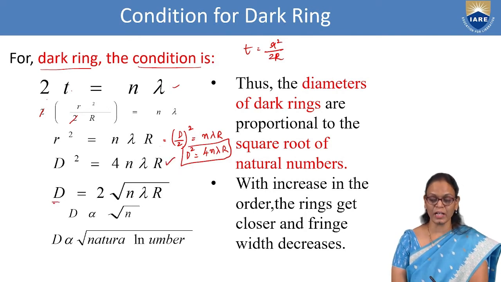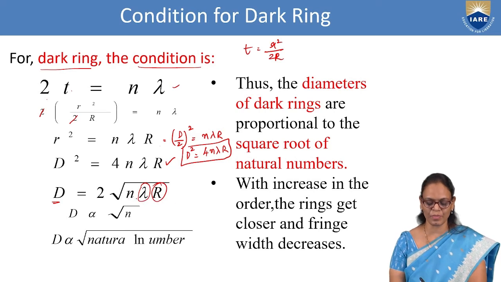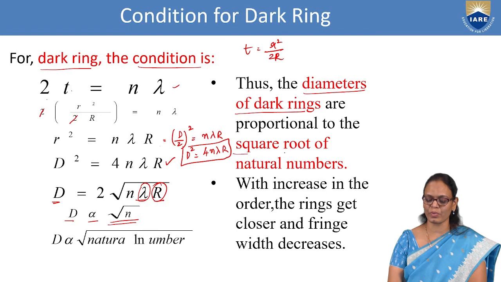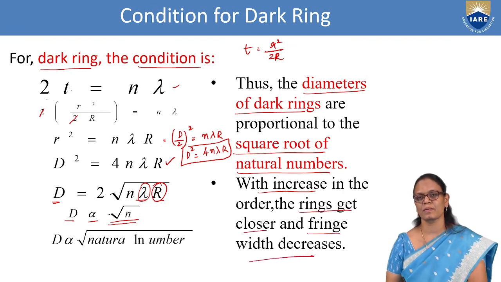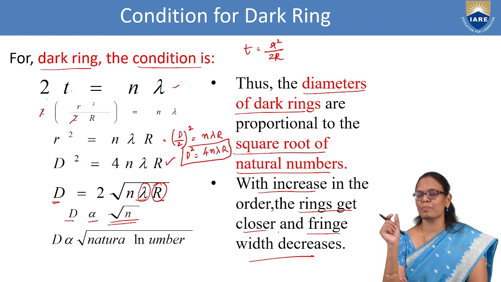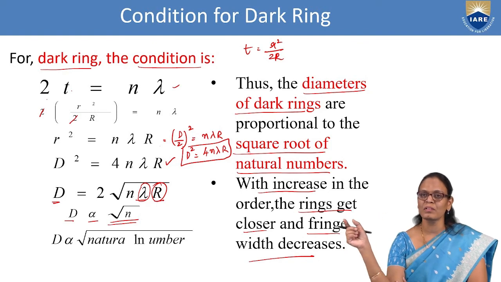Or if we want D, taking the square root on both sides, 2 will come out, under root n lambda R. Lambda and R are constants for a given setup, the wavelength and the radius of curvature. So D is proportional to the square root of n, that is the natural number. What we are trying to understand here is that the diameters of the dark rings are proportional to the square root of natural numbers. And with the increase in the order, the rings get closer and the fringe width decreases. The fringe width, meaning the distance between any two dark fringes or any two bright fringes, keeps on decreasing.